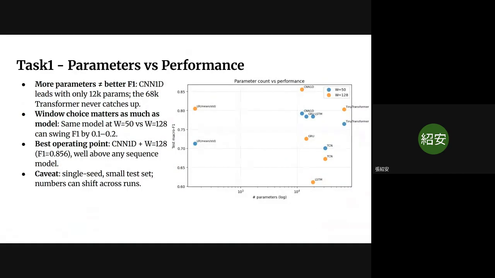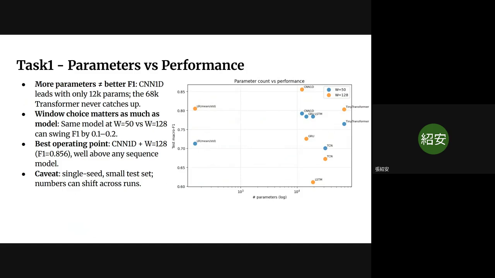Okay. To wrap up, this scatter plot maps the complete experimental metrics. The x-axis is parameter count on a log scale. The y-axis is test macro F1, with blue dots for W equal to 50 and orange dots for W equal to 128.